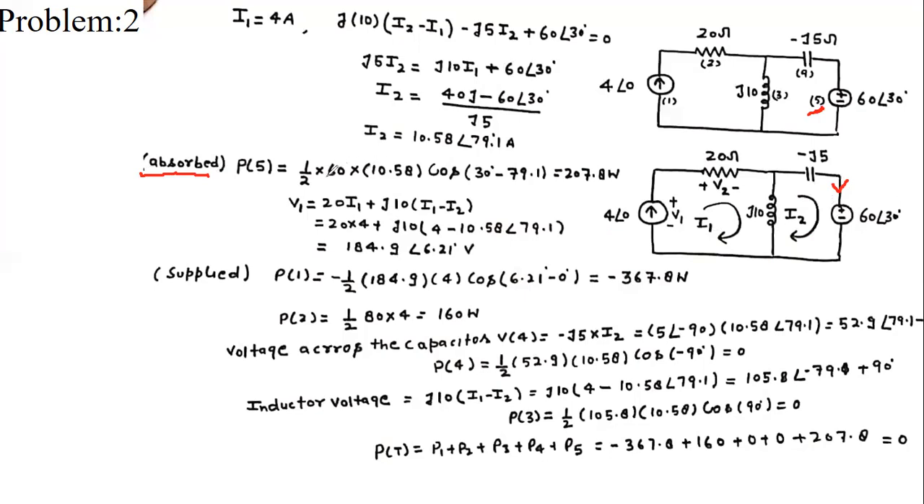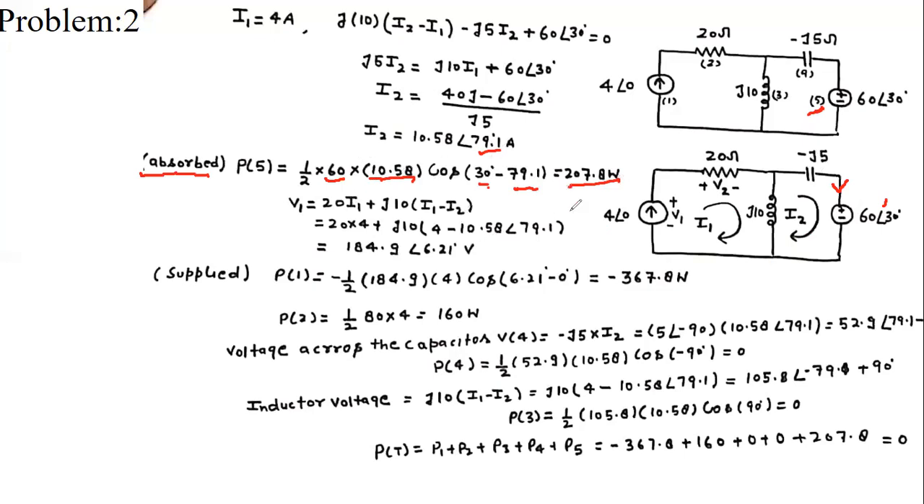So this is half. Vm value is 60. Current I2 value is 10.58. Cos of this angle theta. So first theta V is 30 degrees, and theta I is 79.1. So when we calculate the value, this is equivalent to 207.8 watt. Okay, so this is the absorbed power.